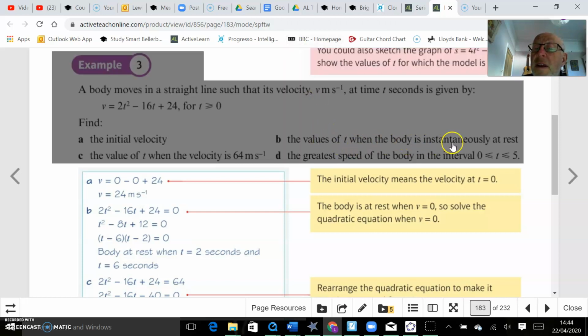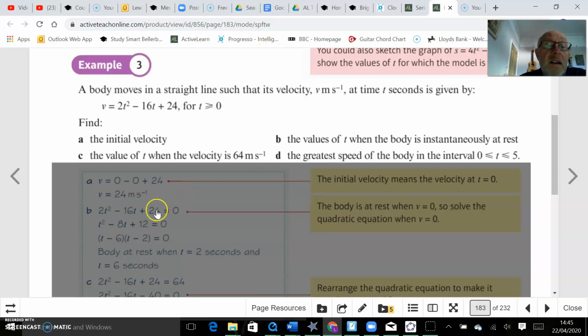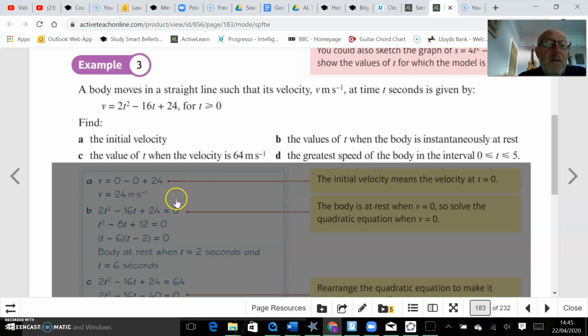B, the value of t when the body is instantaneously at rest. Instantaneous rest, as I mentioned before, is when the particle changes direction. So it's like when you throw a ball up in the air, at the highest point its velocity is 0, because it changes direction from going up to going down. At that point its velocity is 0, but it's only there for an instant, as it slows to 0 and then the speed increases again. So we call it instantaneous rest. And it's when v equals 0.